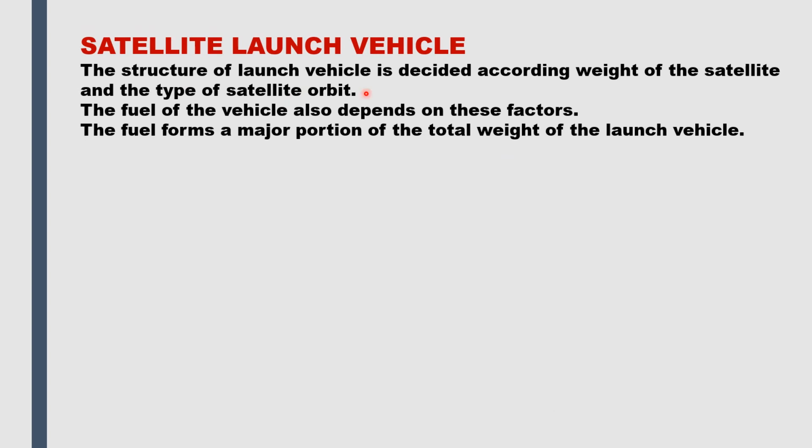The structure of the launch vehicle is decided according to the weight of the satellite and the type of the satellite orbit. The fuel of the satellite also depends upon the weight of the satellite and the type of the satellite orbit that the satellite has to go into. The fuel forms a major portion of the total weight of the launch vehicle.